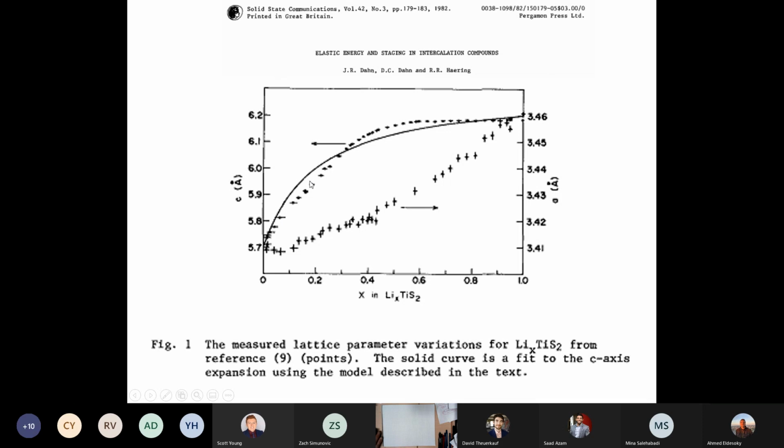So because the lattice expansion is happening initially as the layers fill with lithium, this is where the attractive interaction is the strongest and where you'll find the staging effects. Once you get out here, there's really no advantage to putting lithium close to one another because the layers are already fully expanded.